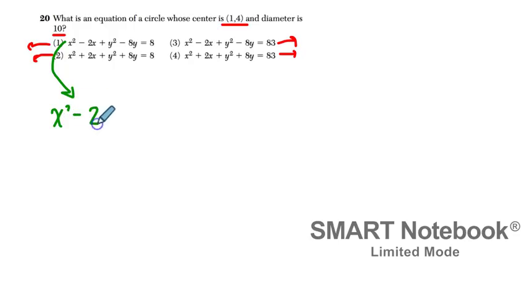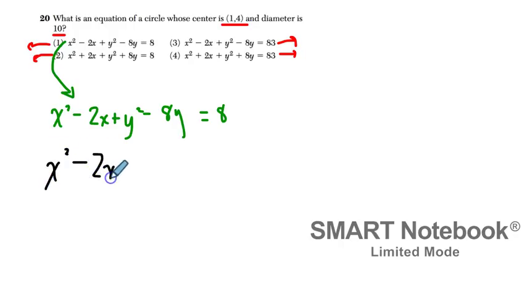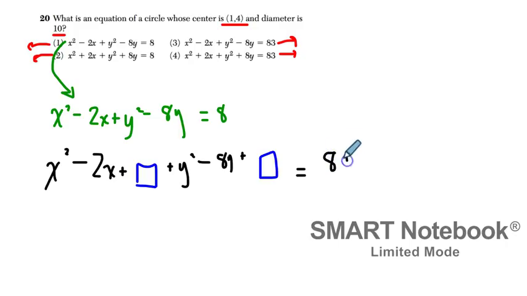X squared minus 2x plus y squared minus 8y is equal to 8. If we want to rewrite this, that's when we'd use the box method to complete the square. So x squared minus 2x plus a box, plus y squared minus 8y, plus a box, is equal to 8 plus a box plus another box.